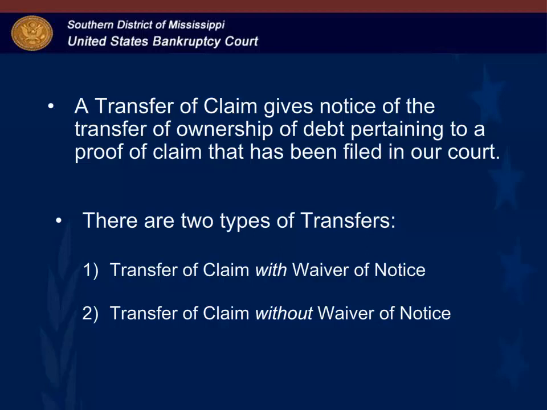Transfer of claims are usually filed by the new owner of a debt, and the filing process depends upon the type. If both the new and the former owners of the debt sign the transfer and the selling creditor states that they waive notice, then this type of transfer is called a transfer of claim with waiver of notice. If only the new owner, that is the buyer or the buyer's agent, signs the transfer, then the clerk's office will give notice of the transfer of claim after it is filed, and this type of transfer is called a transfer of claim without waiver of notice.